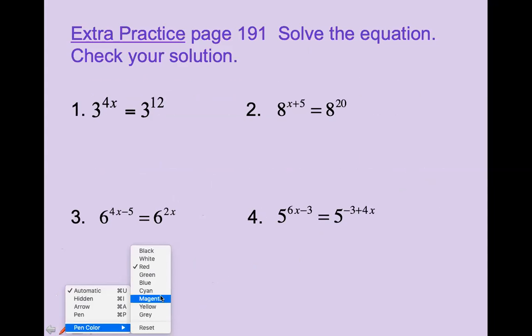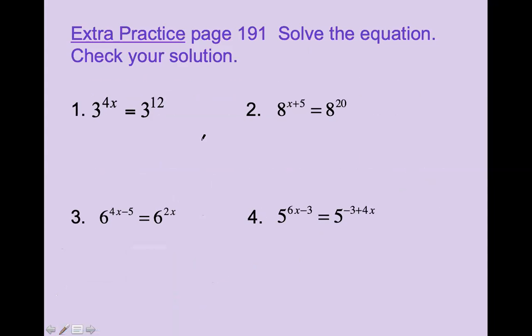Change color. Let's go with, do I have just regular purple? All right, we're going magenta. All right, so we have the same base of 3. In order for both sides to be equal, that means that these exponents also have to be equal. So that means that 4x has to equal 12.